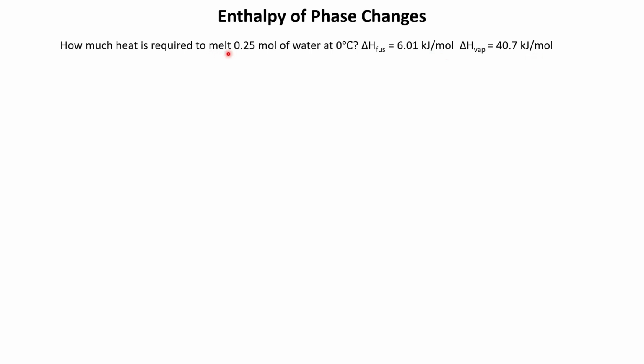We are melting, which means we're moving from the solid to the liquid, so we're going to need to use our enthalpy of fusion. To calculate this enthalpy of the phase change, we're going to take the number of moles times our heat of fusion. Of course, we have 0.25 moles. Our enthalpy of fusion is 6.01 kilojoules per mole. So for this phase change, we're going to need 1.5 kilojoules.